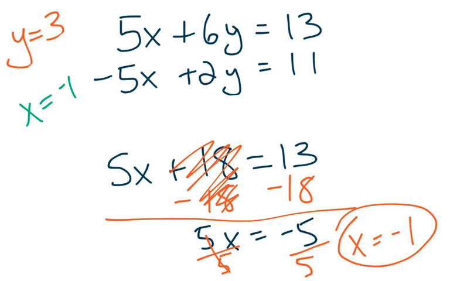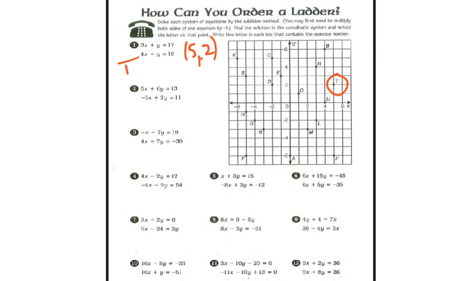So we have our coordinate point. X always comes first, so negative 1, comma, 3. So if we go back to our sheet and we find that coordinate point, negative 1, 3, we'll see what letter is there. Okay, so negative 1 and then up 3. So that was over and then 1, 2, 3. So it's E. So number 2 is E.